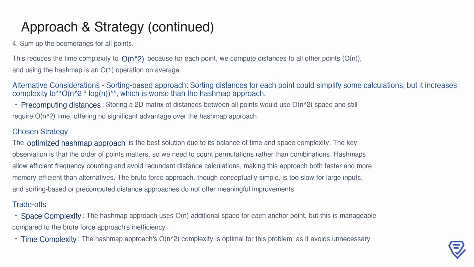While exploring alternatives, we could consider sorting the distances for each anchor point, but this introduces an additional O(log n) factor, making the complexity O(n squared * log n). Alternatively, pre-computing a 2D matrix of distances between all points has O(n squared) time and space complexity, but it doesn't provide any significant advantage over the hash map approach. Thus, these alternatives are less efficient.